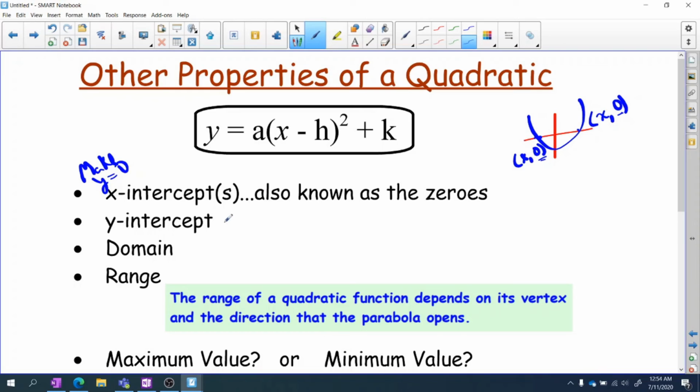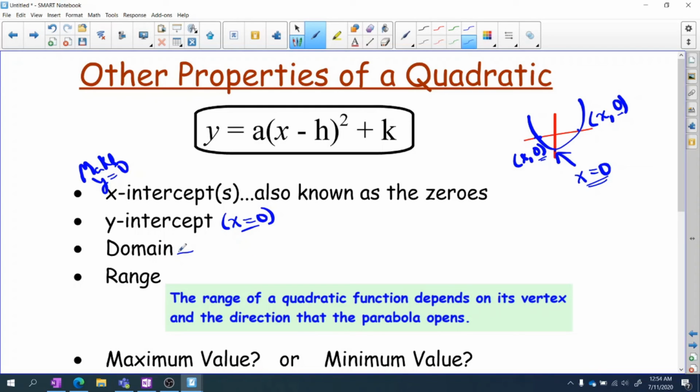This one here, y-intercept, so for example, this point right here, well, what's special about the y-intercept is that x is always 0. So to find the y-intercept of any graph, doesn't matter whether it's a quadratic or a line or what shape it is, that's how you find it. You fill 0 in for the x.